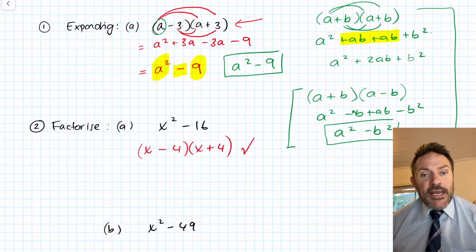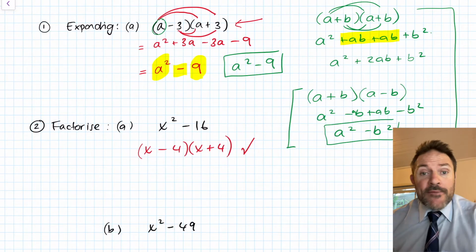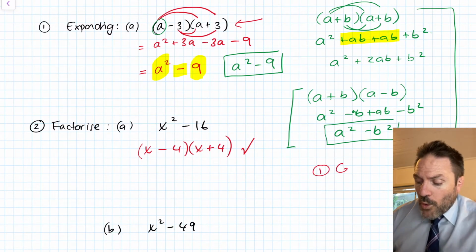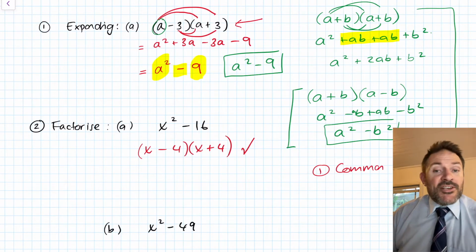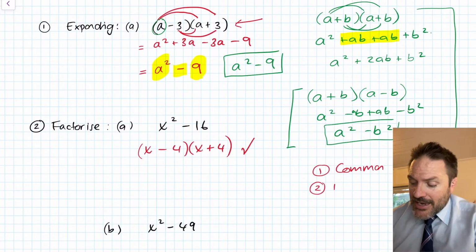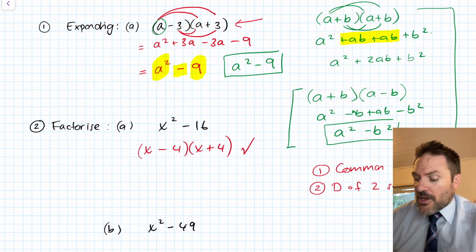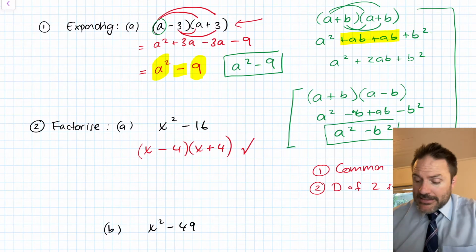So you do need to understand what difference of two squares means, because when you are factorizing, you have no other option. I always say, number one, always look for a common factor. I'm not saying to go away from that, because that should be your first port of call. But if there are no more common factors, then we look for a difference of two squares. And of course, if that doesn't work, there's going to be another method that we look at for another style of question in the next lesson.